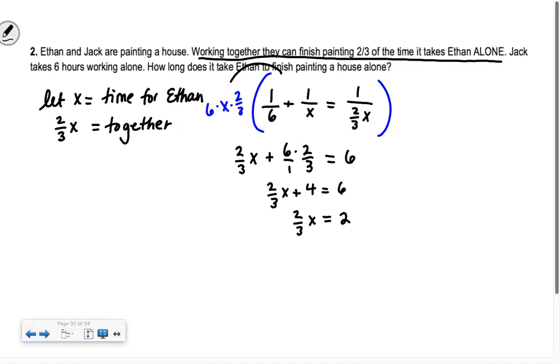Okay, and then I'm to the point where I have 2/3 x equals 2. So if I want to clear that 2/3, I can do it all together. So Logan, what do I multiply by to get rid of that 2/3?